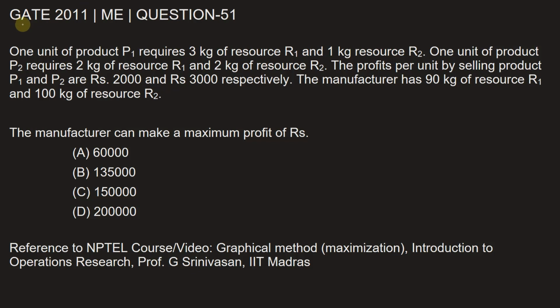This question is from GATE 2011, Mechanical Engineering paper, question number 51. 1 unit of product P1 requires 3 kg of resource R1 and 1 kg of resource R2. 1 unit of product P2 requires 2 kg of resource R1 and 2 kg of resource R2. The profits per unit by selling product P1 and P2 are rupees 2000 and 3000 respectively. The manufacturer has 90 kg of resource R1 and 100 kg of resource R2. Question is, the manufacturer can make a maximum profit of rupees dash.